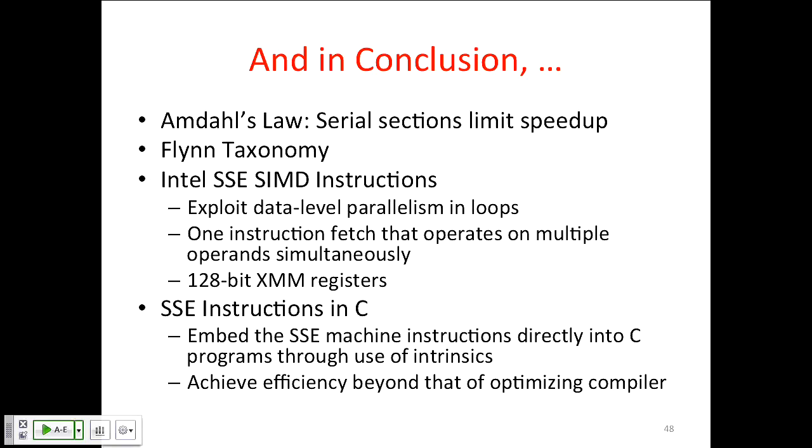You'll be doing a lot of those in lab. So one instruction can do multiple data items at once. We also talked about how to do that in C.